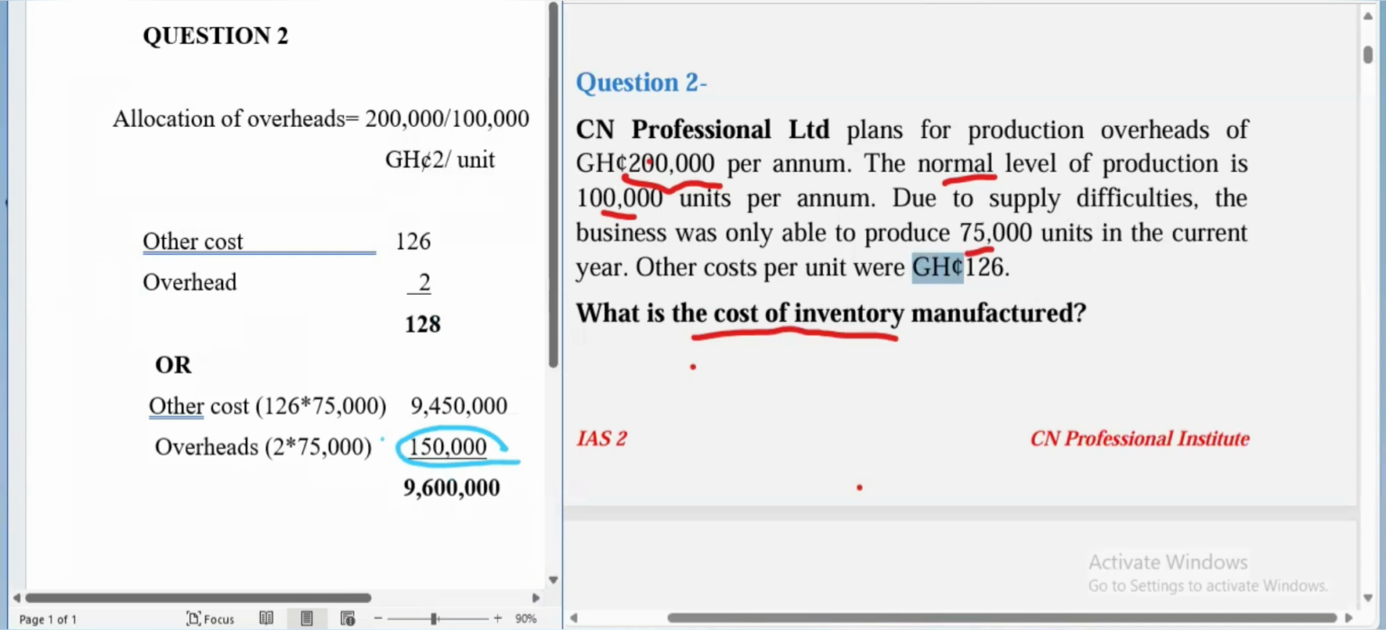But that's what the standard says we should do. We should not use the actual. If we divided the 200,000 by the 75,000 and used it to do the computation, this overhead would have been 200,000. In other words, we would have absorbed all the overheads. But that's what the standard is saying, so we should use a normal level to do the allocation. So that's what we have done. So watch out. And if you multiply this 128 by 75,000 units, you also get your what?